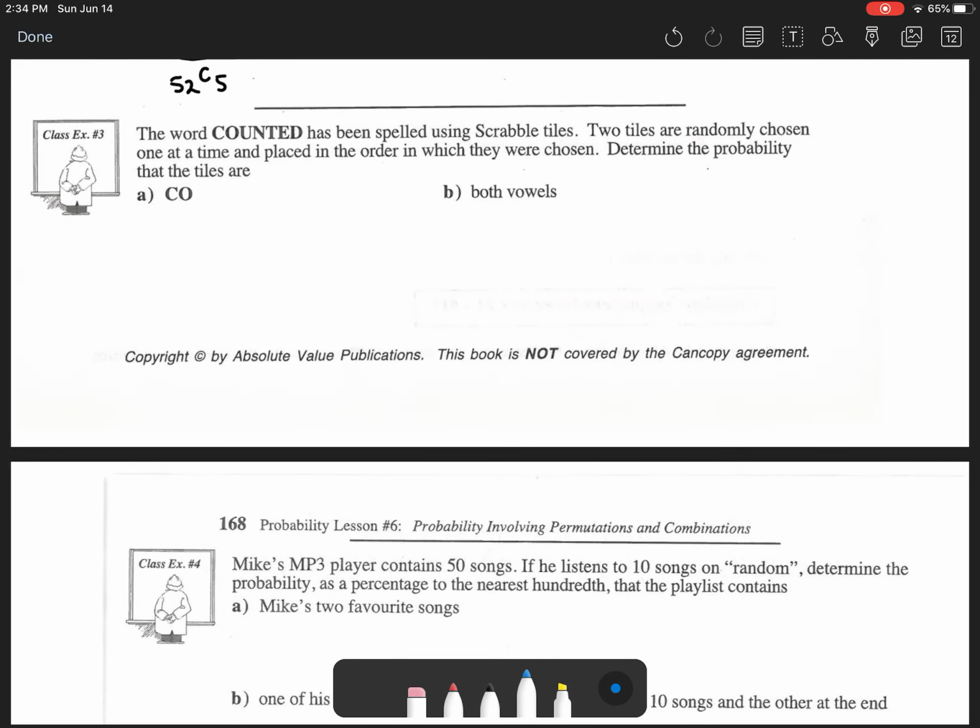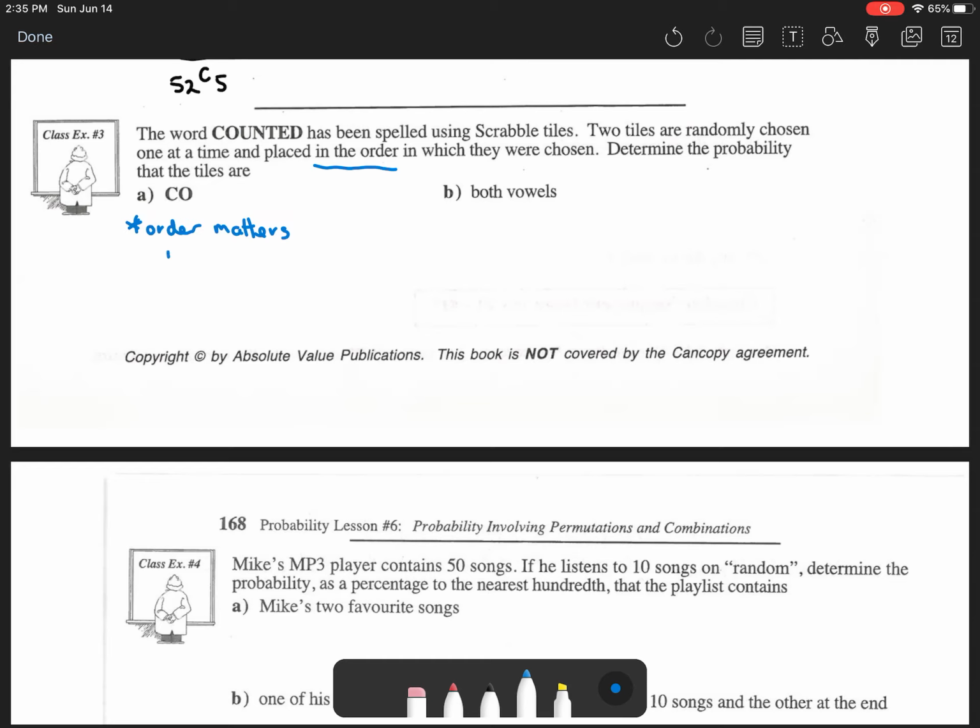Class example 3. The word counted has been spelled using Scrabble tiles. 2 tiles are randomly chosen, one at a time, and placed in the order in which they were chosen. Determine the probability that the tiles are C and O. So again, what we want to make note of here is what I underlined, and that's that order matters in this question. So with that, we are now focusing on permutations, aren't we?